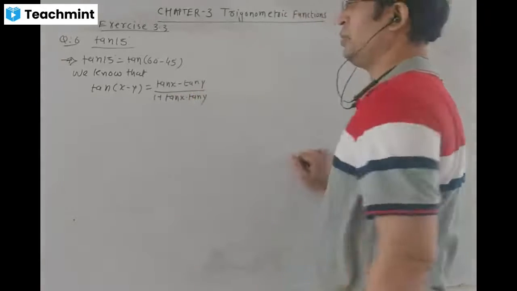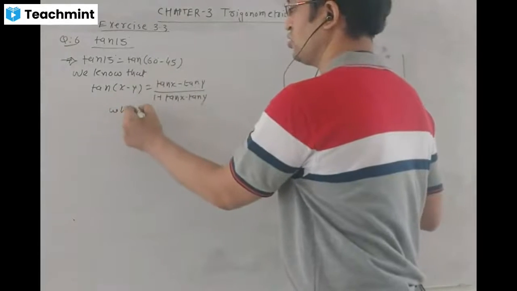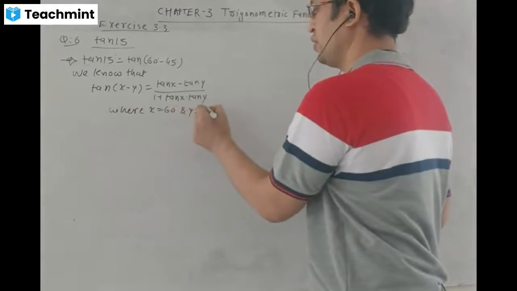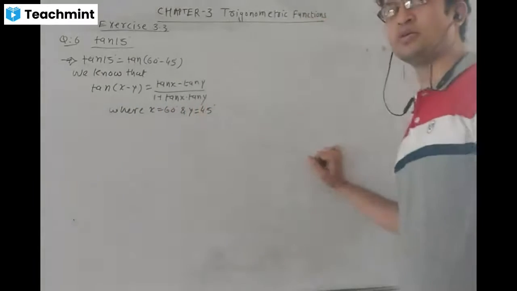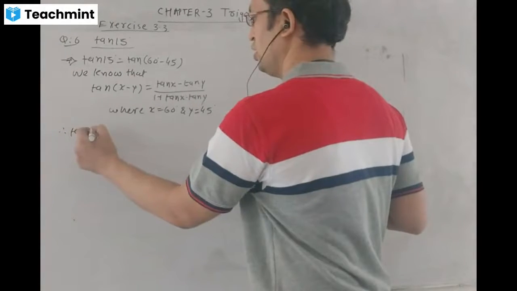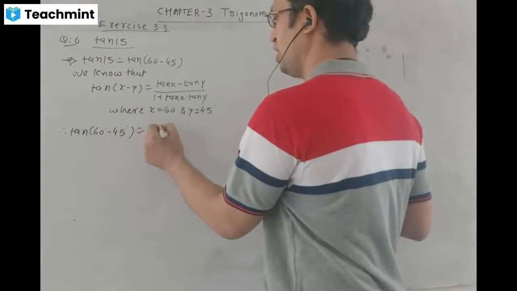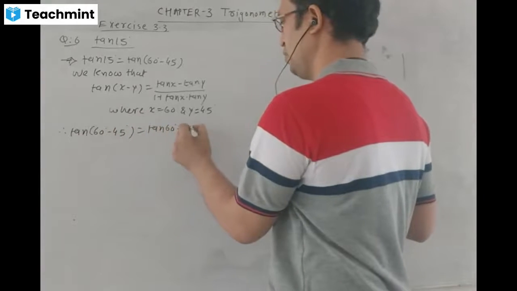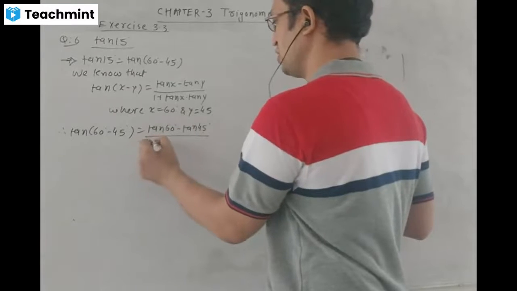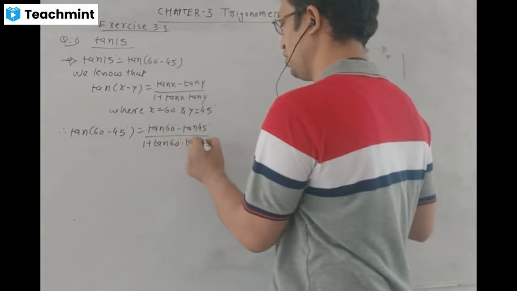In this formula we take x is equal to 60 and y is equal to 45. Therefore, tan(60 minus 45) is equal to tan 60 minus tan 45 divided by 1 plus tan 60 into tan 45.